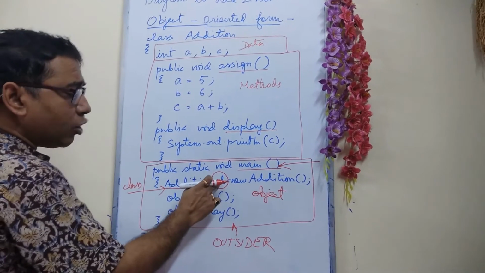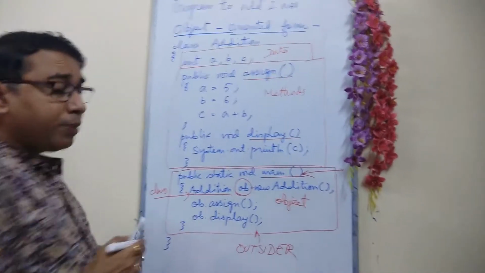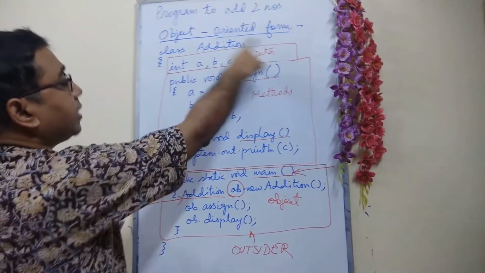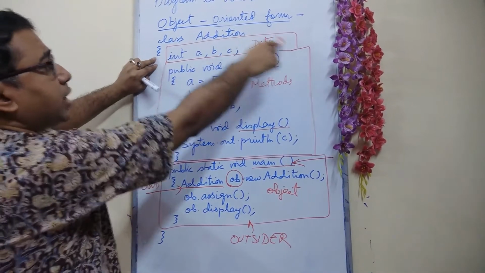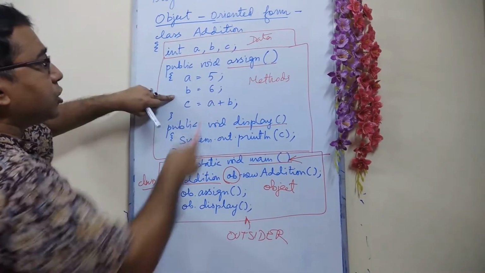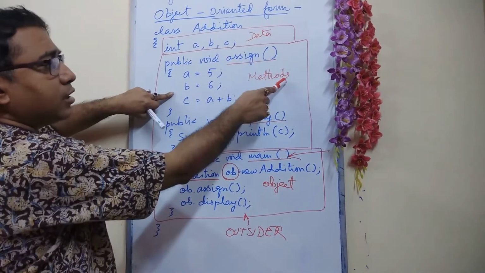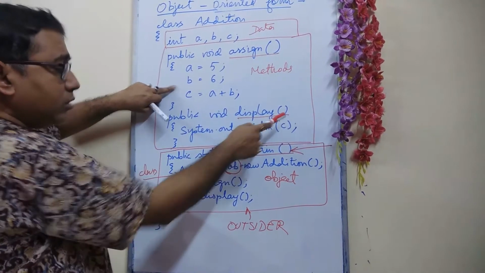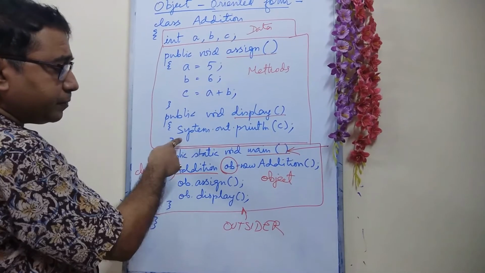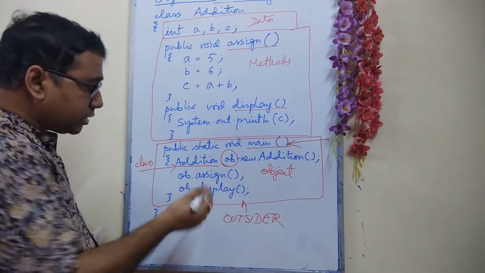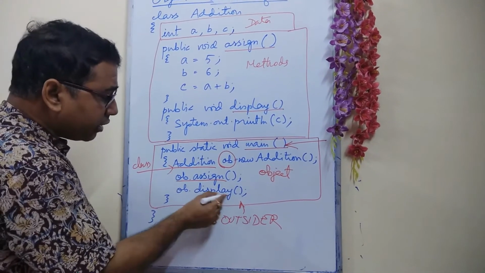I created an object ob. Now what does ob contain? The ob contains whatever is defined in the class. If you remember the definition, a class is a template with memory partitions, one for the data, another for the methods. When we create the object, it will access these things. Now through the object, just observe, I'm calling the function.